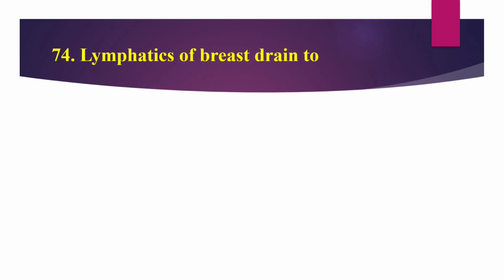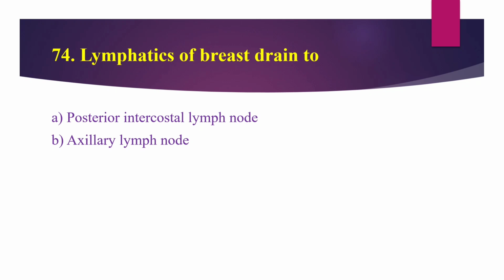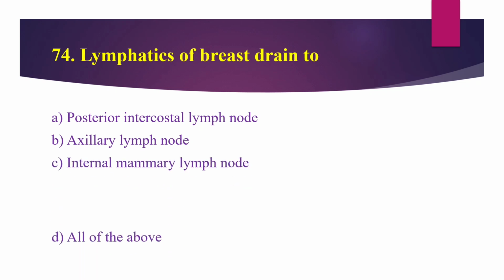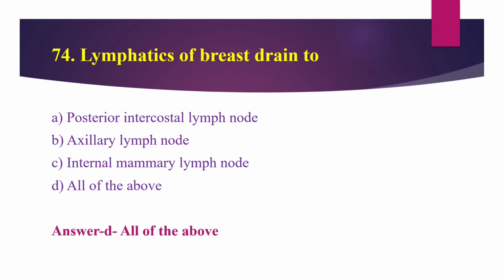Moving on to the next question, question number 74. Lymphatics of the breast drain to option A, posterior intercostal lymph node, option B, axillary lymph node, option C, internal mammary lymph node, and option D, all of the above. The answer is option D, all of the above. So the lymphatics of the breast drain to all the three options.